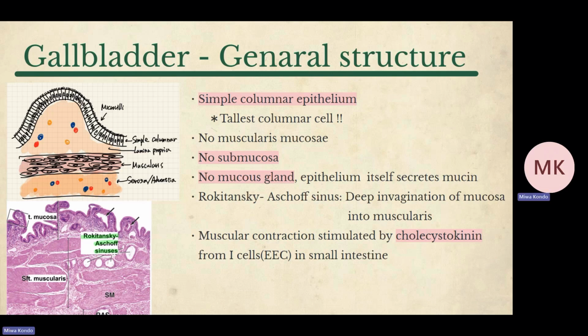You might also find Rokitansky-Aschoff sinuses, which are deep invaginations of the mucosa that extend all the way into the muscularis layer. Muscle contraction in the gallbladder is stimulated by the hormone cholecystokinin, which is secreted by I cells in the small intestine.